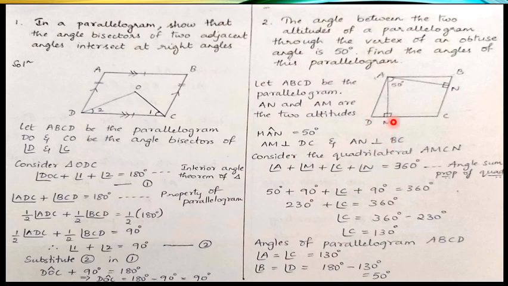Now consider this quadrilateral. You can see here there is a formation of a quadrilateral, that is AMCN. What is the sum of all the interior angles of any quadrilateral? It is 360 degree. So angle A plus angle N plus angle C plus angle M is 360 degree. That is according to the angle sum property of quadrilateral. We know this angle is 90 degree because it is perpendicular here. Here also this is 90 degree. So we know three angles of this quadrilateral: 90 degree, 50 degree, 90 degree. So using this angle sum property, you can find angle C.